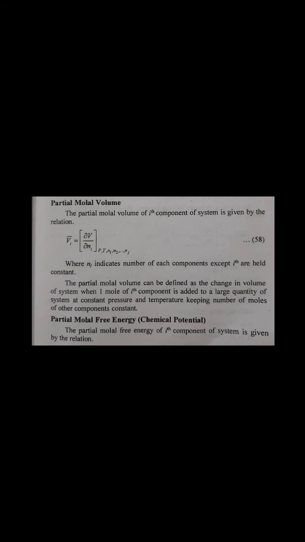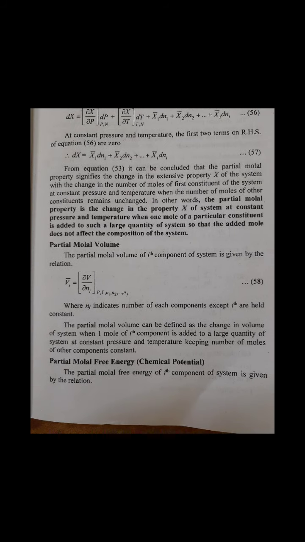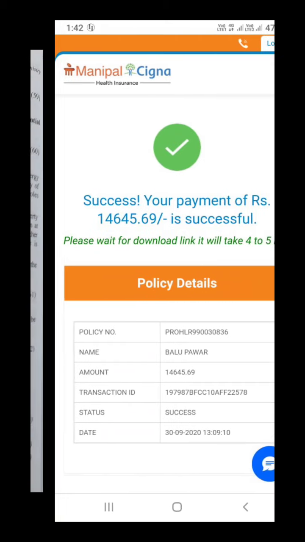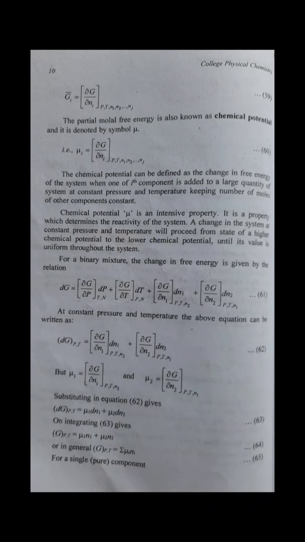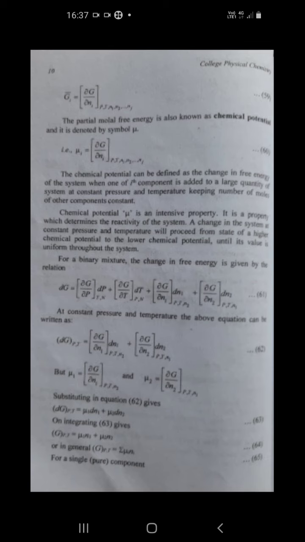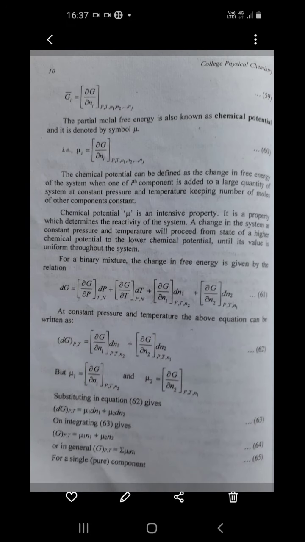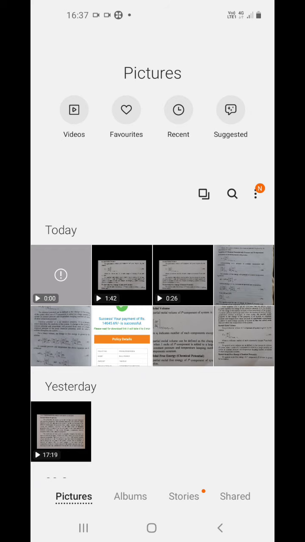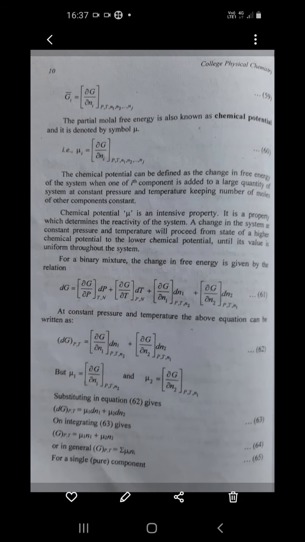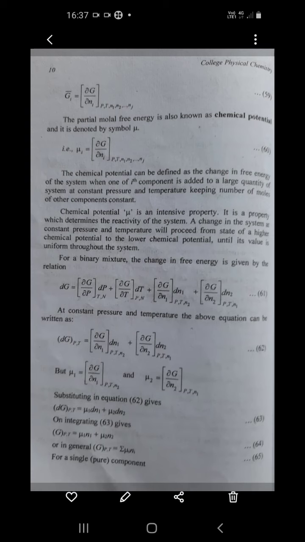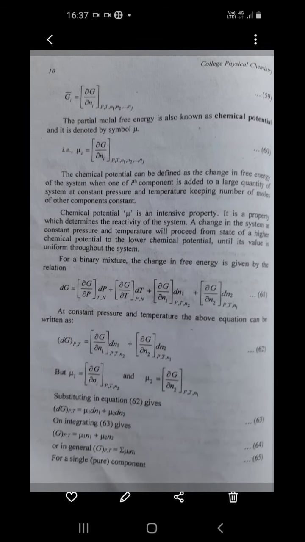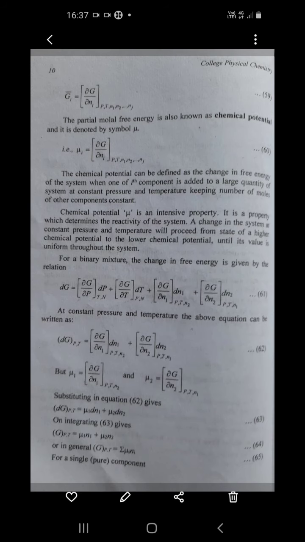The partial molar free energy of the ith component of a system is given by the relation Ḡi is equal to (∂G/∂Ni) at constant pressure and temperature, and N1, N2, with the number of moles of components 1, 2 up to the number of moles of the jth component. The partial molar free energy is also known as chemical potential, and it is denoted by the symbol mu.